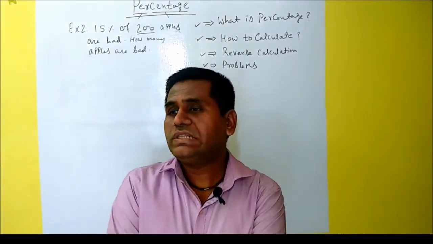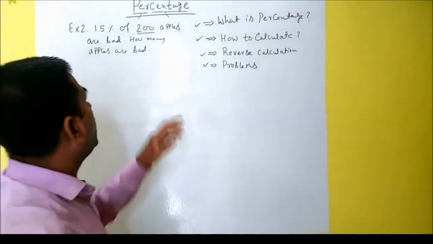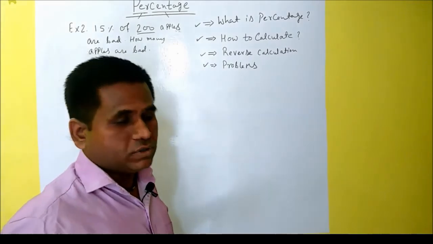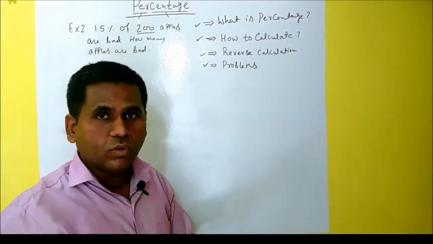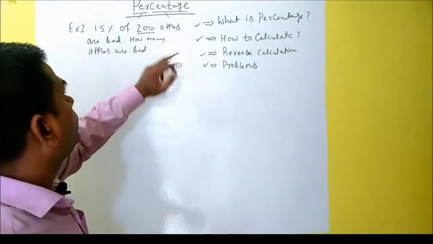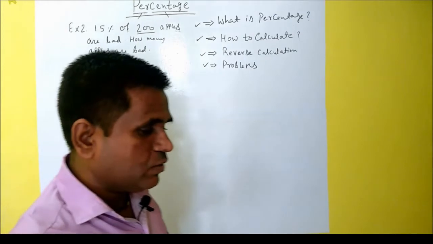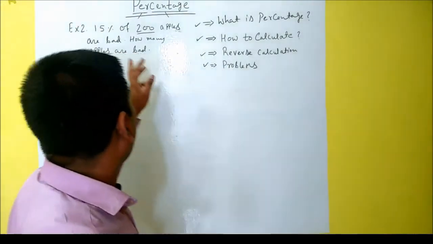Since this number is 200, what we can do is, 15% means out of 100, 15 are bad. So out of 200 means it is doubling, right? So we can say 30 are bad. Okay, so this is an easy number, so we can calculate just by doubling the number as well.